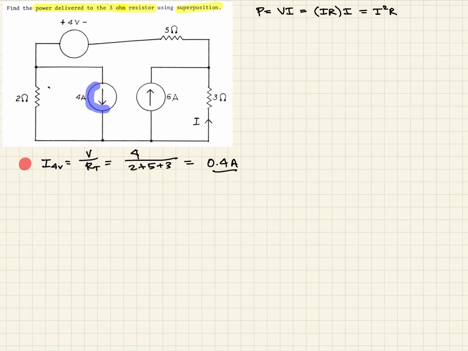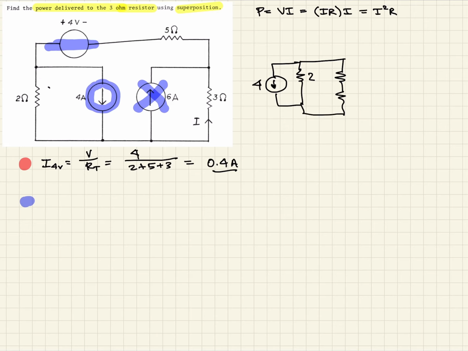And so now what we find is we will have our current source here, which is 4 amps. It's in parallel with the 2 ohm resistor, which is then in parallel with the 5 and the 3 ohm resistor. We're trying to calculate I, which is going through the 3 ohm resistor, so we want to know the current through this branch. When we look at this, we see that it's really just a current divider, and we can apply the principles of current division.